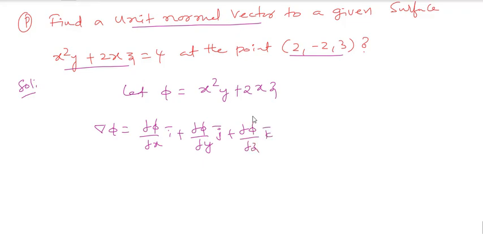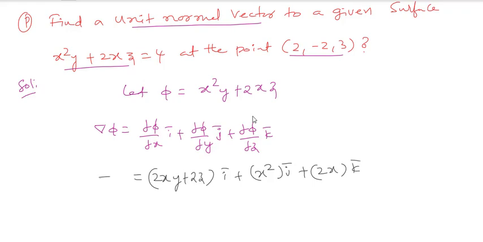So substitute these values here, you will have what? Check it out. Dou phi by dou x is 2xy plus 2z into i bar, plus dou phi by dou y is x square into j bar, plus dou phi by dou z, which is nothing but 2x into k bar. So this is your del phi.